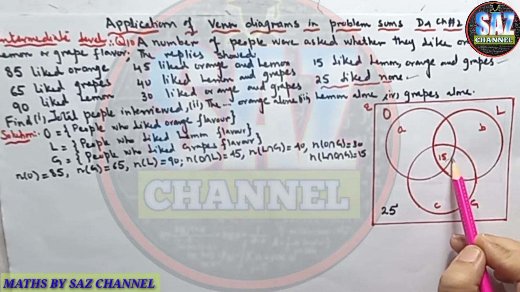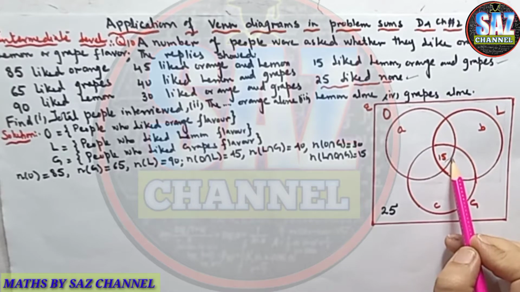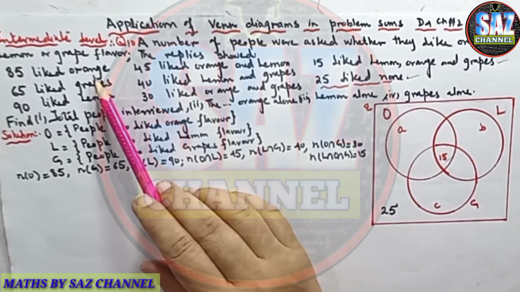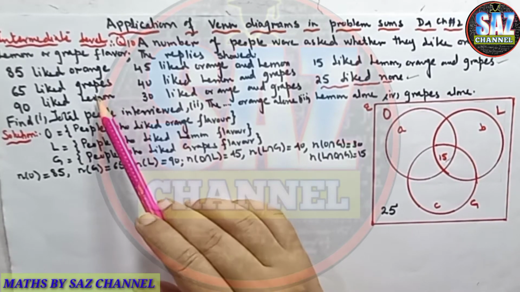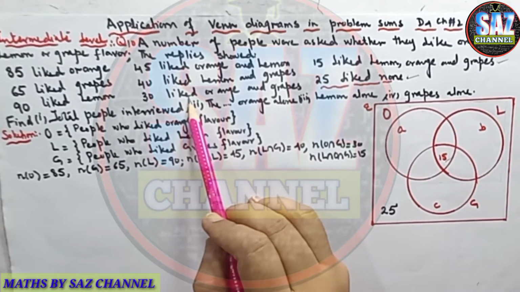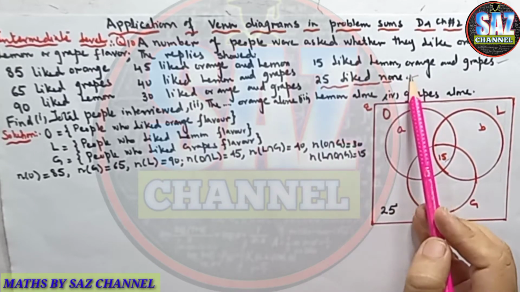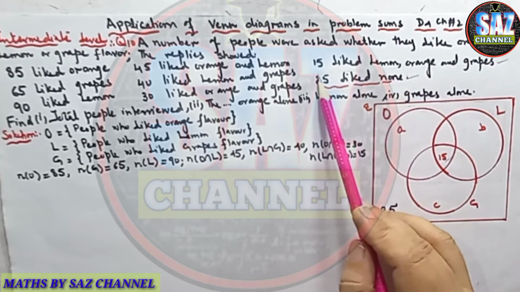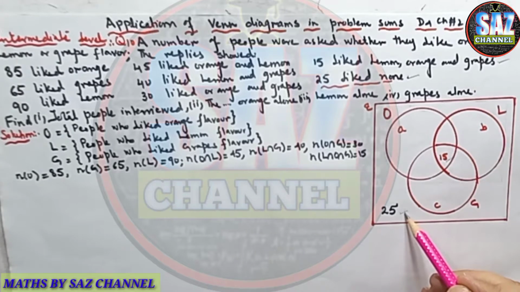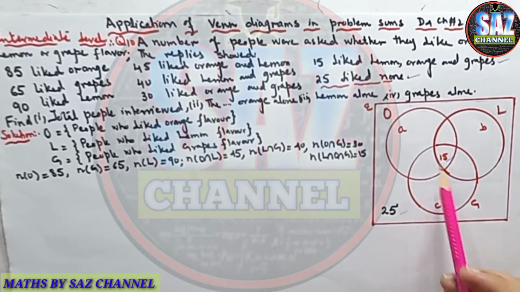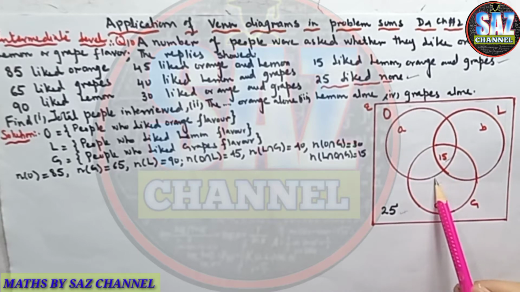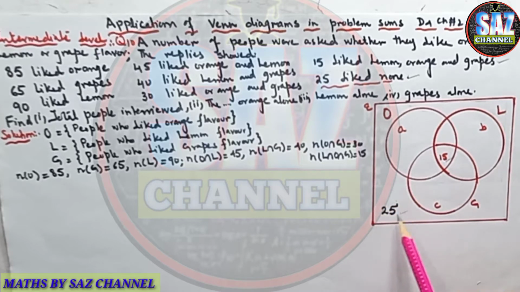Then coming to the question, we have to find the total number of people interviewed. We can see that the information consists of two types of data. One type shows the information for those people who have shown liking for different flavors, but these 25 people are also interviewed, though they have not shown liking for any type, so their information will come in the universal set. In order to find the total people interviewed, after finding the total number of people who have shown liking for different flavors, we have to add that 25 to that answer as well.